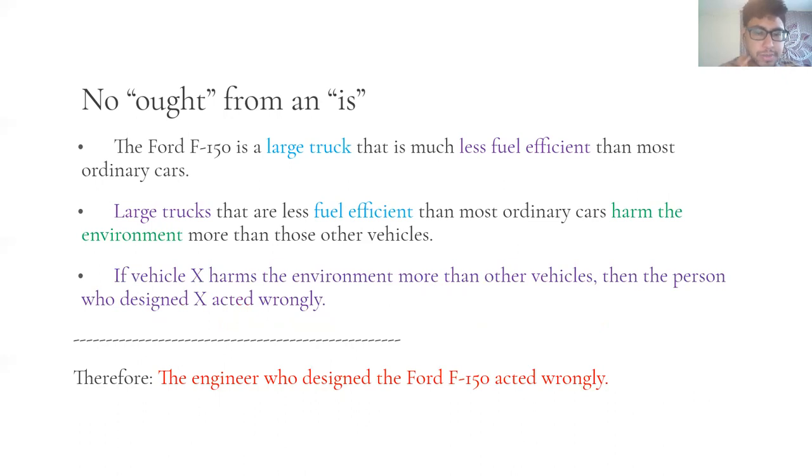In order for the argument to be valid, it would have to look something a little more like this. The Ford F-150 is a large truck that's much less fuel efficient than most ordinary cars. Large trucks that are less fuel efficient than most ordinary cars harm the environment more than other vehicles. And if a vehicle harms the environment more than other vehicles, then the person who designed the vehicle acted wrongly.